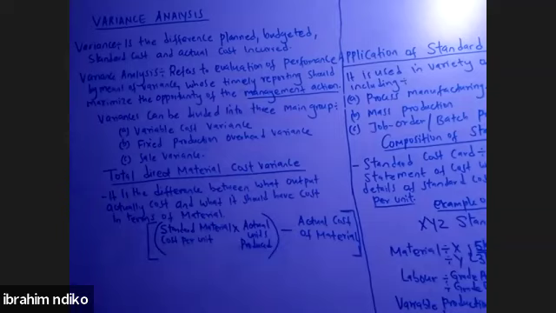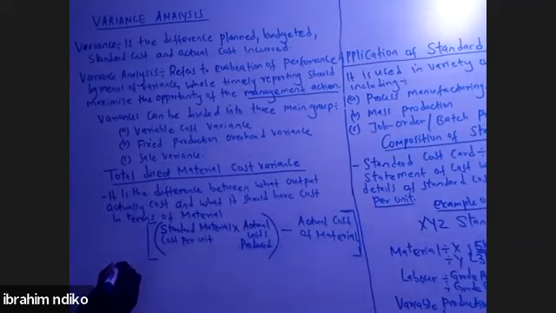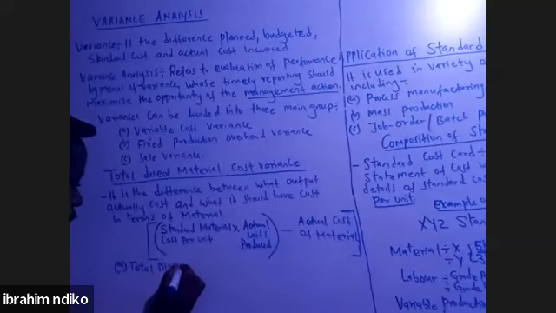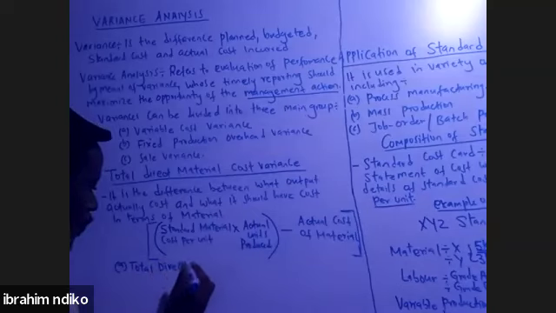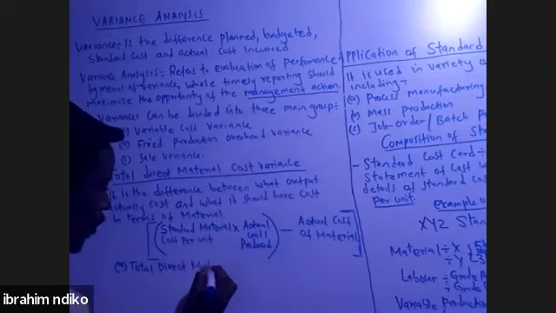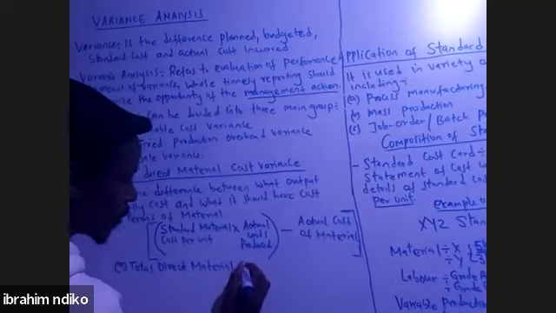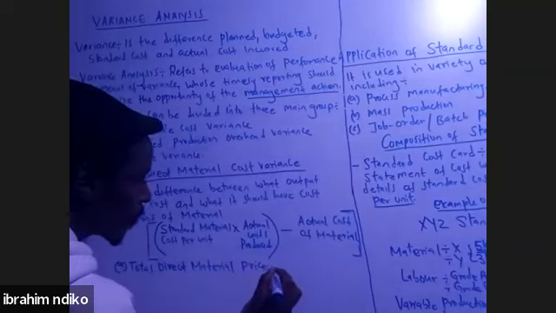Now let's talk about direct material price variance. So A under hapa, total direct material price variance.